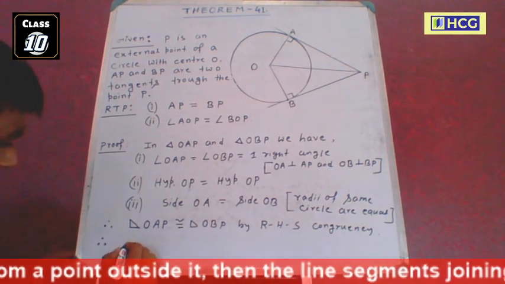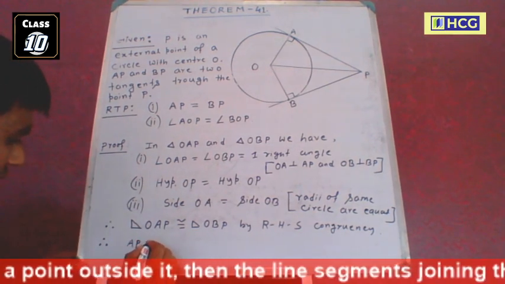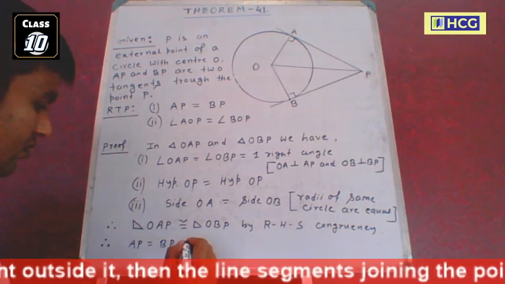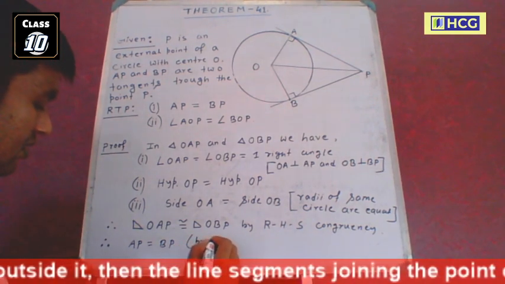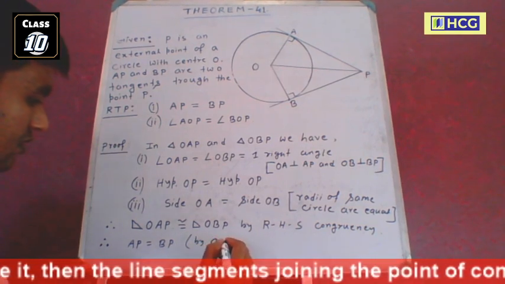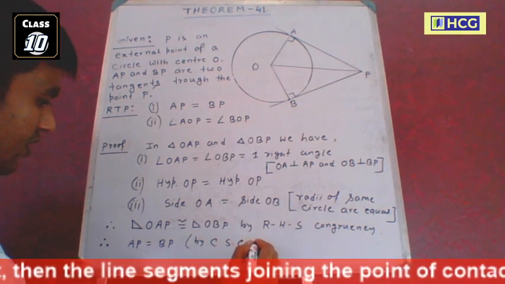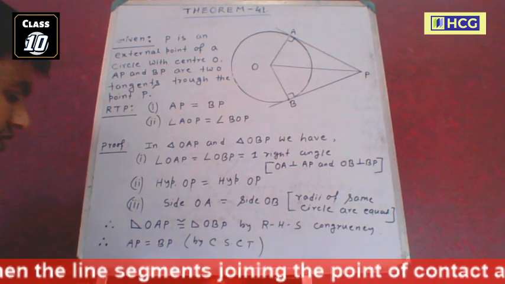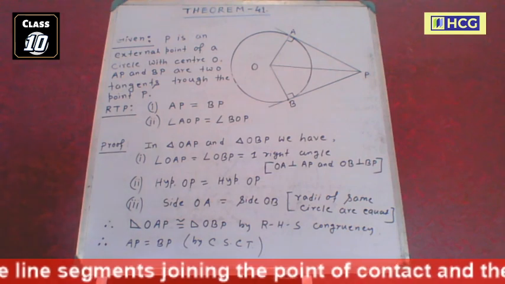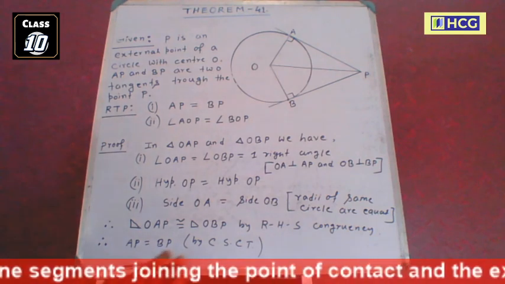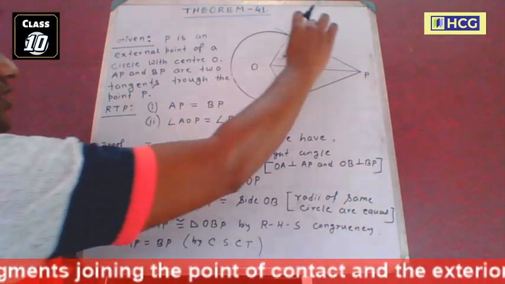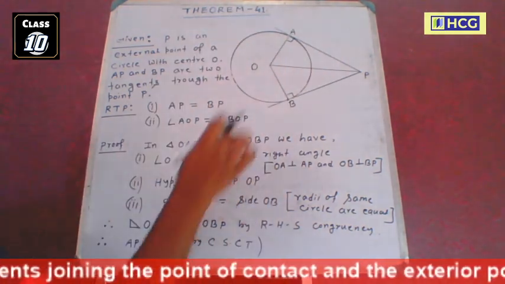Therefore, AP equals BP by corresponding sides of congruent triangles, CSCT. In the exam you write the full form: corresponding sides of congruent triangles are equal. AP equals BP.